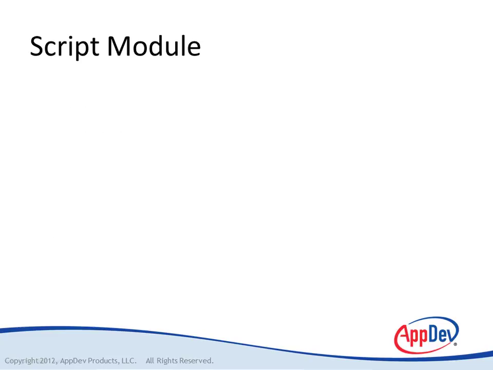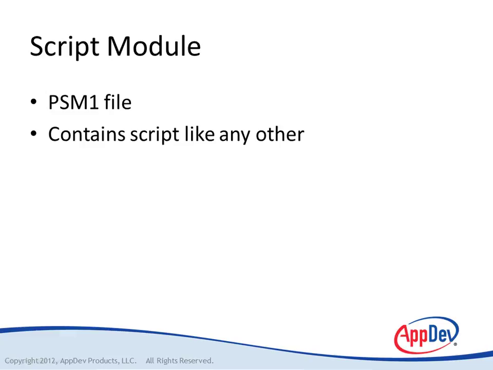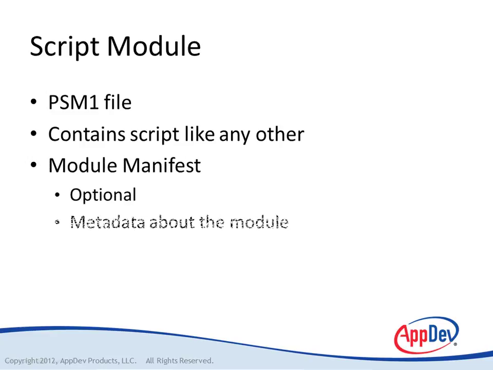A script module is a PowerShell file with the extension PSM1. So it contains a script just like any other file. We can also have a secondary file for our module, which is optional, and that file contains metadata about the module, so the author, the version number, and so forth. And we can create one of these files by using the new module manifest command.